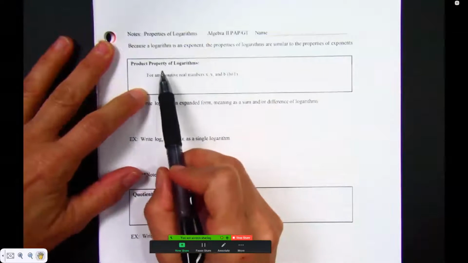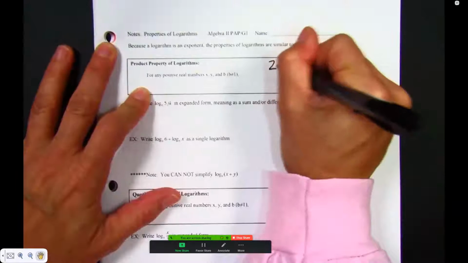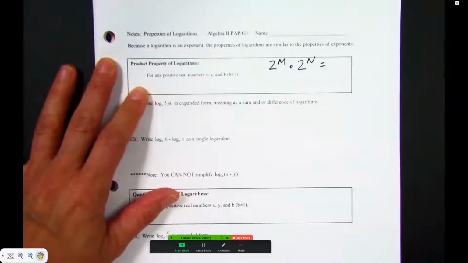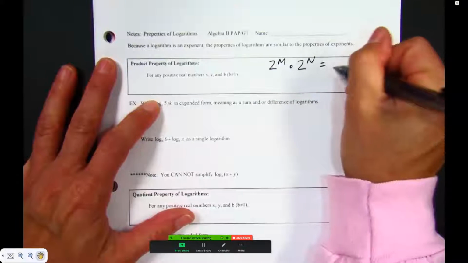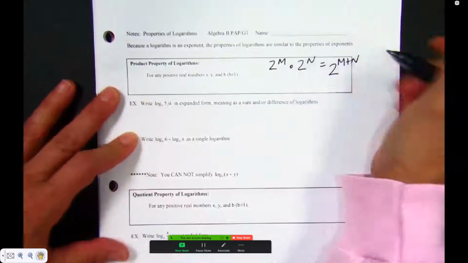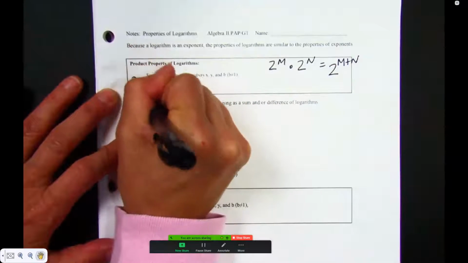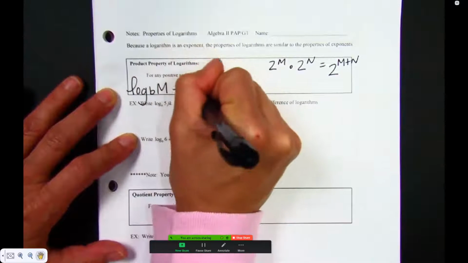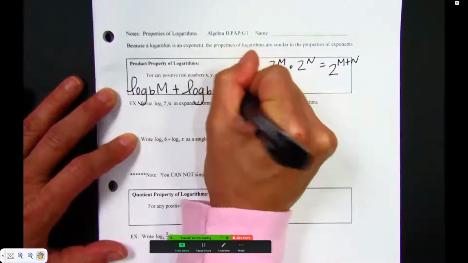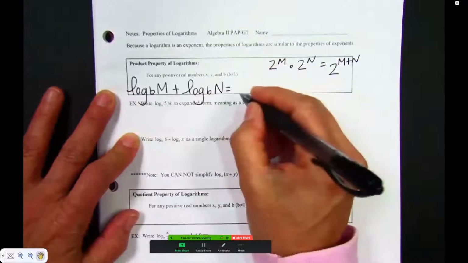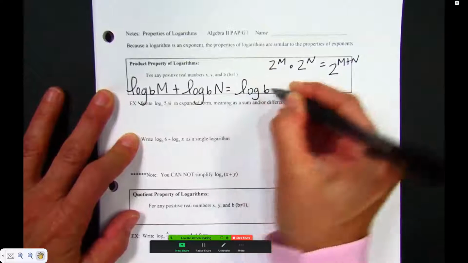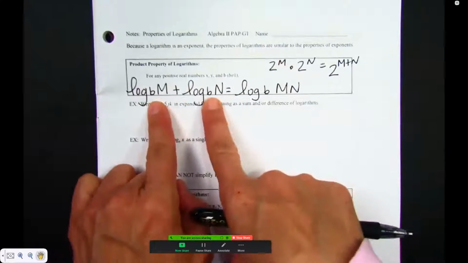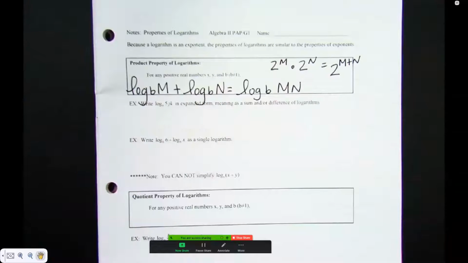The product property of a logarithm is very similar to this. Guys, what would you do with m and n? Yeah, same thing here. So for logs, log base b of m plus log base b of n is going to equal a single log, log base b of m times n. So any logs added with the same base, you can just multiply the arguments together. Just multiply them.